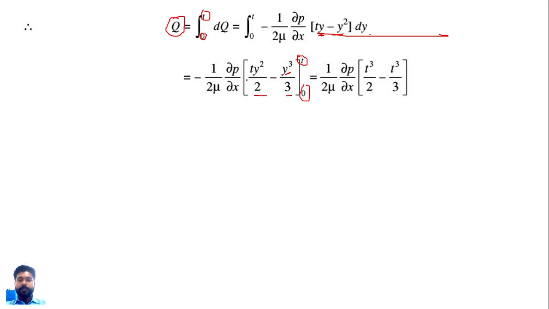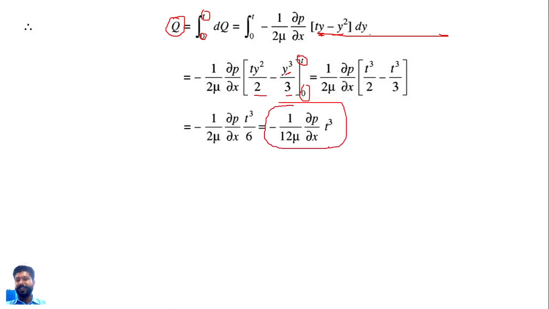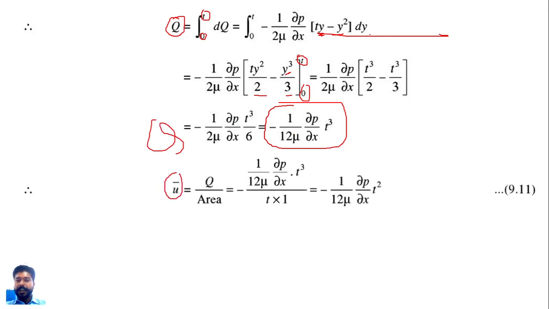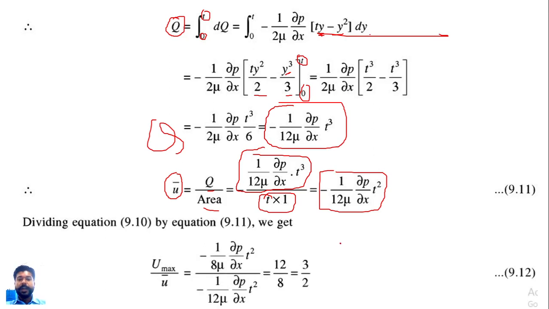By putting these two limits, we'll get 1 upon 2 mu del p upon del x, t cube divided by 2 and t cube divided by 3, and it will be 1 upon 12 mu del p upon del x t cube. So here is the value of q, but we need to find the average velocity, and that equals q divided by area. So the average velocity is minus 1 upon 12 mu del p upon del x into t square.